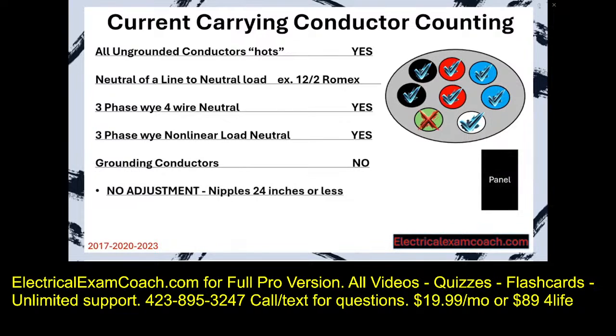No adjustment will be made if we have nipples that are 24 inches or less. Let's imagine we have a panel over here on the right-hand side. We put a panel on the left side. We want to run a short nipple that's 24 inches or less. This does not count in our bundling adjustment.